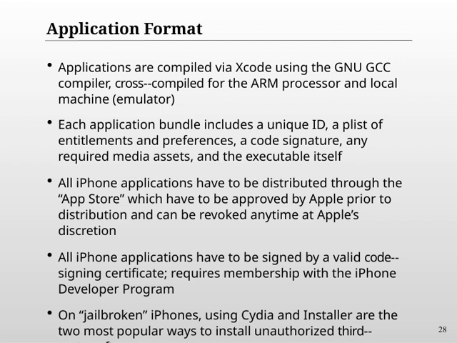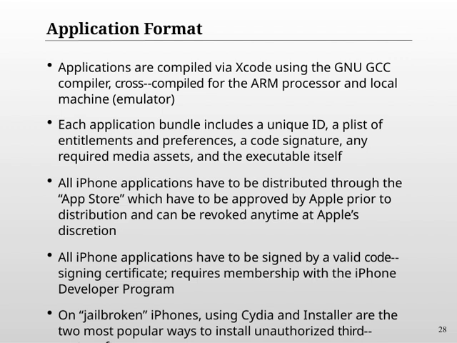Each application bundle that you create includes several important components. First, there's a unique ID, which helps identify the app. Then, there's a PLIST file containing entitlements and preferences. These define what the app is allowed to do and how it behaves. The bundle also includes a code signature, which is crucial for security and authenticity, any media assets the app needs, and of course, the executable itself.